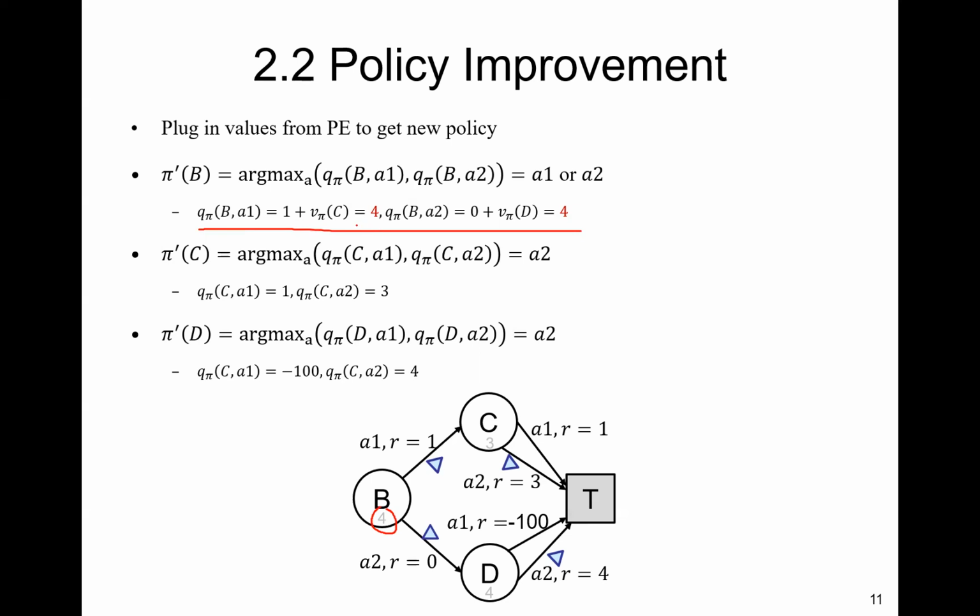It turns out these two are equal. So from B, if you take action A1 or action A2, you get the same expected Q value of 4. Here it's 0 plus 4. Here it's 1 plus 3. So now the argmax gives you A1 or A2. They're equally good. From C, it's the same: A2 is the greedy action. From D, A2 is the greedy action.